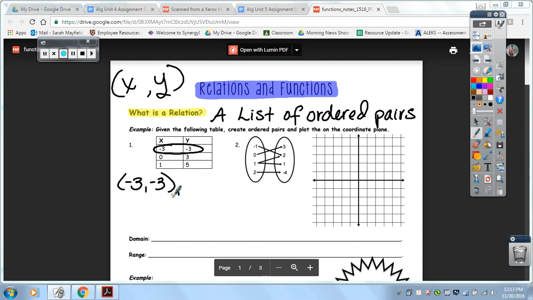And then I'm going to put a comma because I'm making a list. I'm now going to look at this ordered pair: (0, 3). I'm now going to do the last one, which is (1, 5). In order to make a list, we use what's called squiggly braces, which look like this.